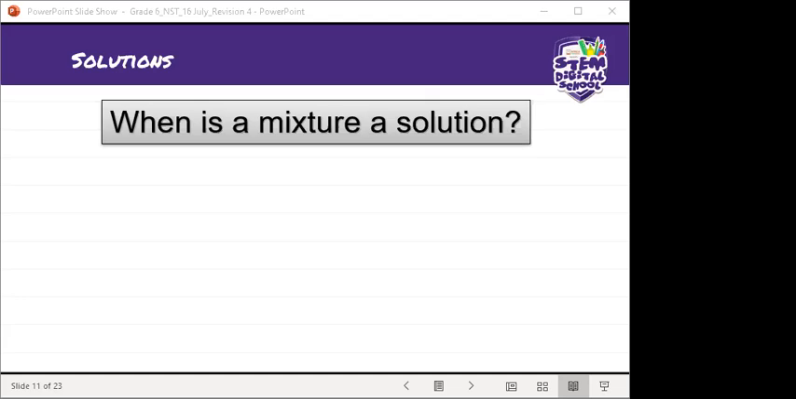Remember I said that this topic is under matter and materials. Right now we're looking at solutions as special mixtures.